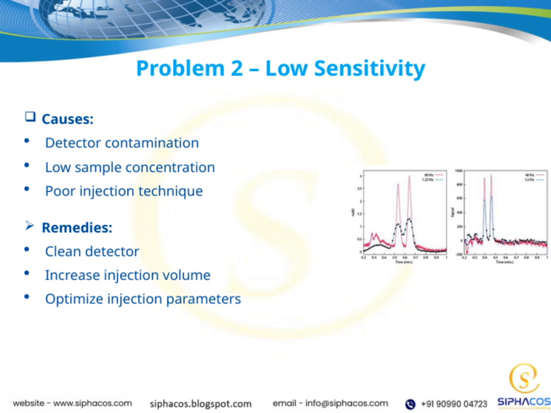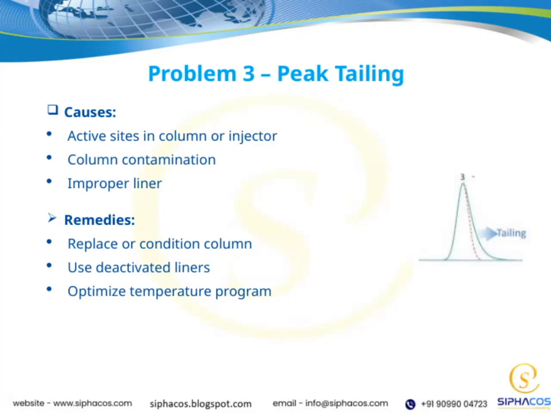Increasing the injection volume is another effective remedy, as it introduces more analyte into the system, boosting the signal. And finally, optimizing the injection parameters, such as injection speed and volume, can help us get the most consistent and sensitive results. By understanding these causes and remedies, we can improve our sensitivity and ensure more reliable analytical results across our work.